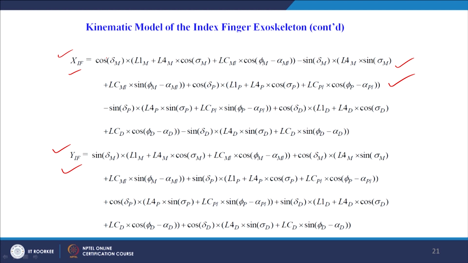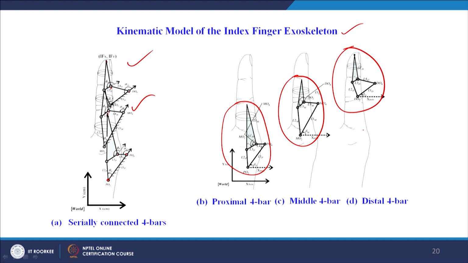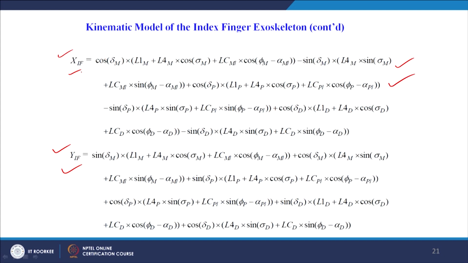Thus given the inputs theta d, theta m and theta p, that is, theta p is the input angle for the proximal phalanx, theta m is the input angle for the middle phalanx, and theta d is the input angle for the distal 4 bar. Having these 4 bar input angles, we are able to get the tip position, that is the xf and yf equation. So apart from theta p, theta d and theta m, other parameters are constant values.